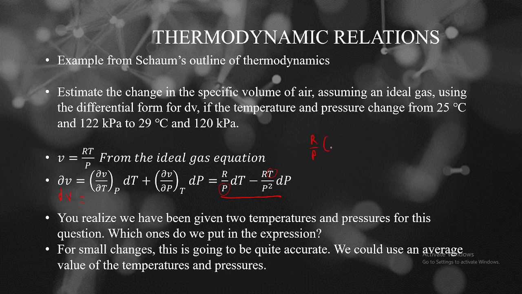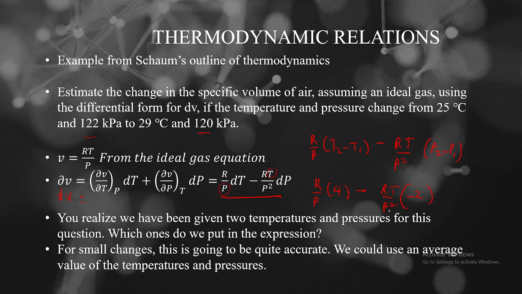R over P (T2 minus T1), as I said, then minus RT over P squared (P2 minus P1). Realize that T2 minus T1, that's 29 degrees Celsius minus 25 degrees Celsius, will give us 4. Even if it's in Kelvin, it will still be 4. Then minus RT over P squared. P2 was 120 and P1 was 122, so it will be minus 2.